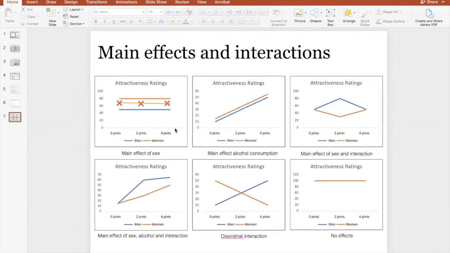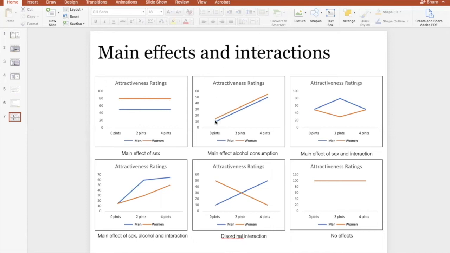Now, to consider if there's an interaction, really what you're looking for is that the lines are not parallel. In this example, in this top left corner, the lines are very much parallel. If the lines continued on, they would never cross, which means there's really no interaction here. So this just represents a main effect of sex.